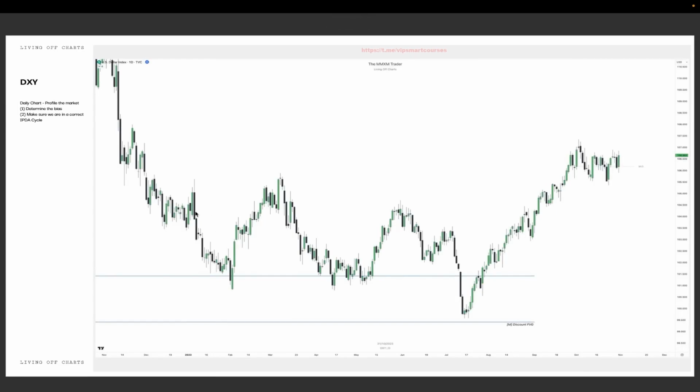And then on a daily chart, we're going to drop down lower here, and we're going to be looking at a few things. We're going to be trying to profile the market here, determine the bias, and make sure we are in a correct IPDA market cycle for the next upcoming quarter. And we can determine that by looking at the previous quarter's price action. Now, when you're looking at a daily chart like this, it can be kind of confusing to determine how we are going to do this. But this is why we need to break up the charts into quarters for the previous quarters, and then look at the next upcoming quarter.